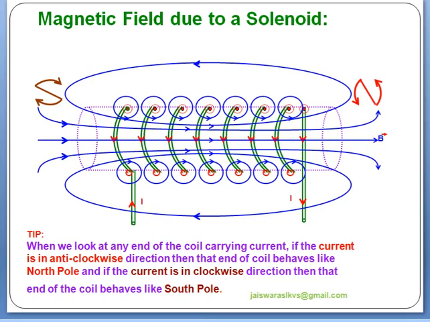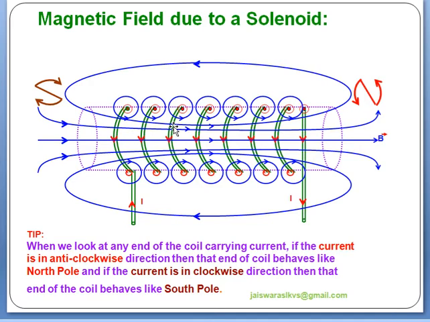So let us see next, that is magnetic field due to a solenoid. Suppose this is a current carrying solenoid. How can you find out the direction of magnetic field line, or how can you identify which pole behaves like north and which one behaves like south? There is a simple tip, and you are supposed to remember it. And what is that tip?